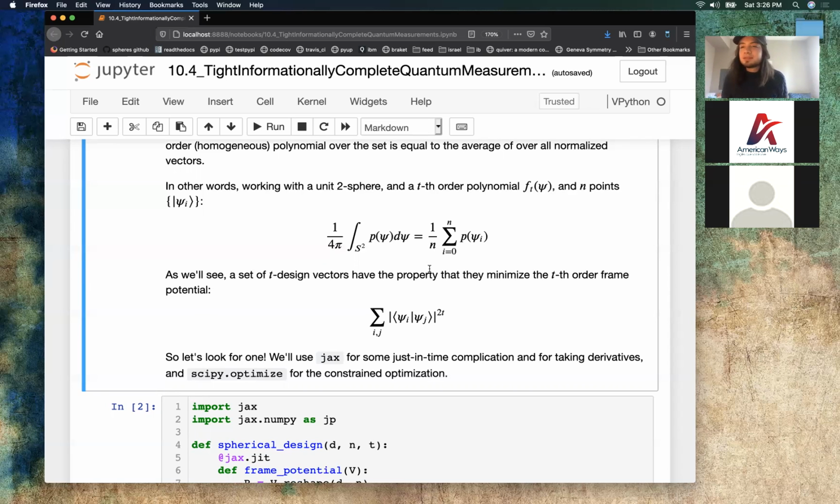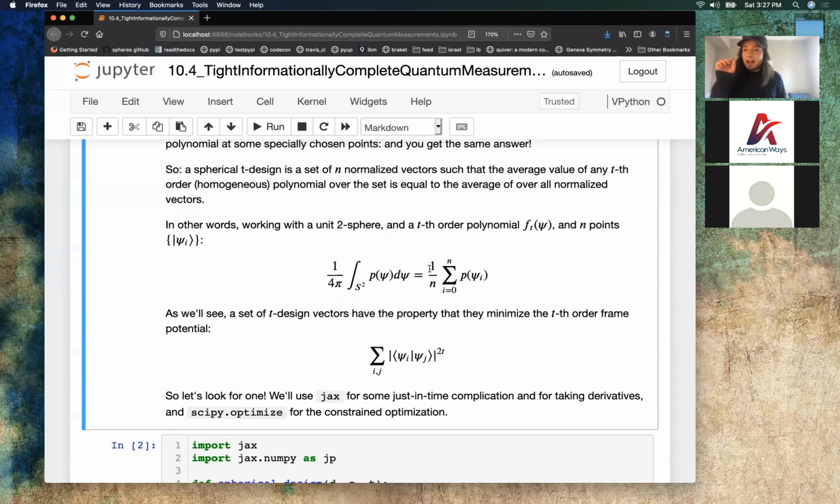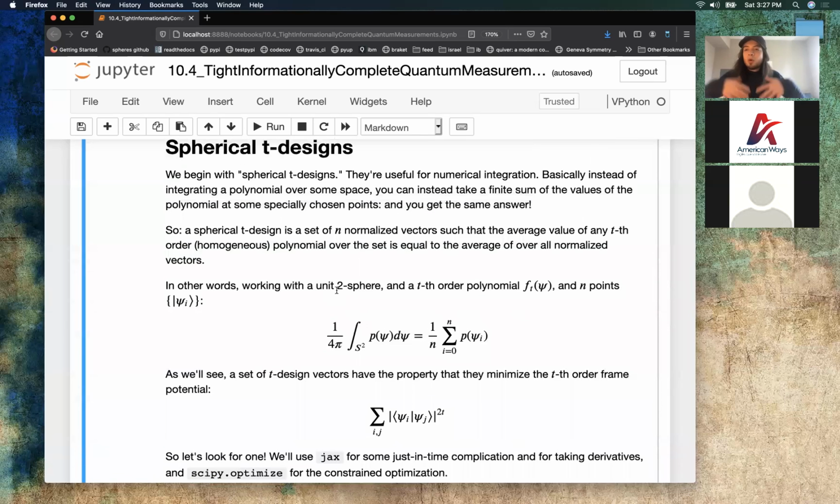Matt, where does n come from? What is the value of n? Yes, n is the number of vectors in the design. Is it related to t? Well, there is a bound on the number of points n that you'll need for a given t and dimension. But no, they can vary. The t has to do with the order of polynomials that you can integrate in this way, and n is the number of points on the sphere that you're evaluating a polynomial at.